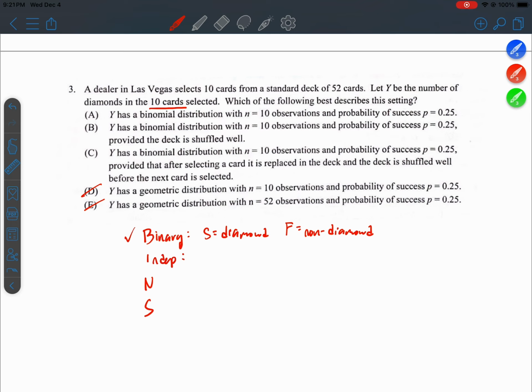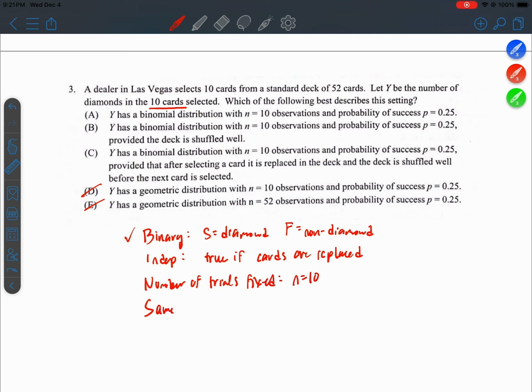So we're going to write this is true if the cards are replaced. However, it would be false, or the condition would not be met, if the cards were not replaced. The N stands for number of trials being fixed, which we know is true. The dealer's only drawing 10 cards, which is the number of trials.